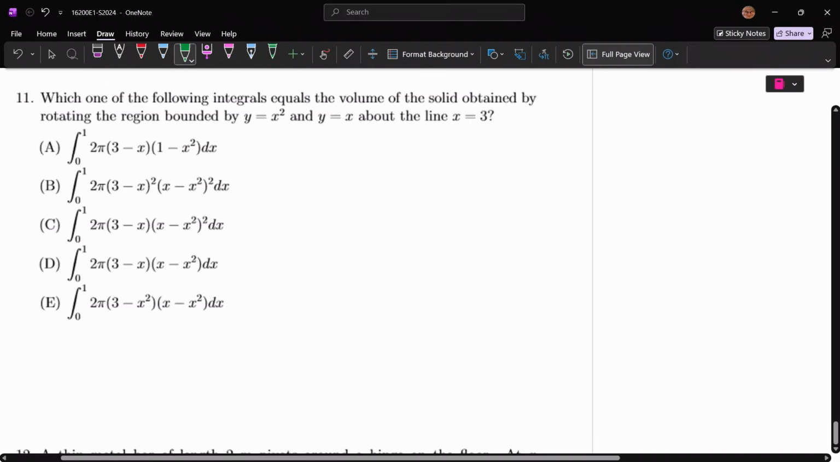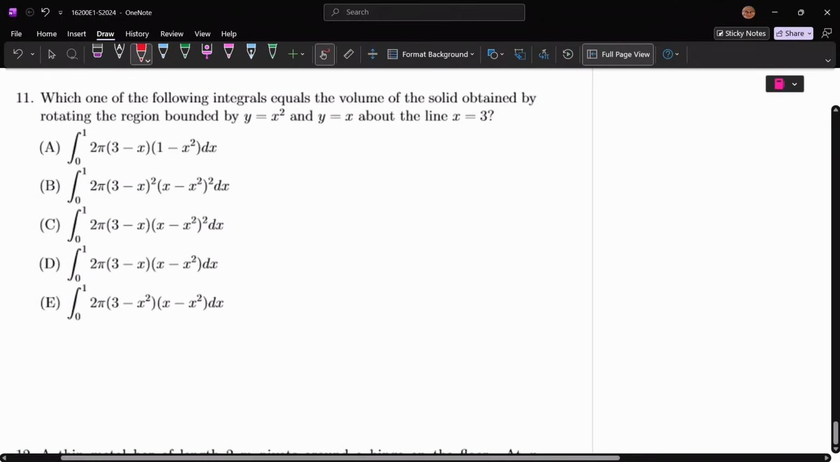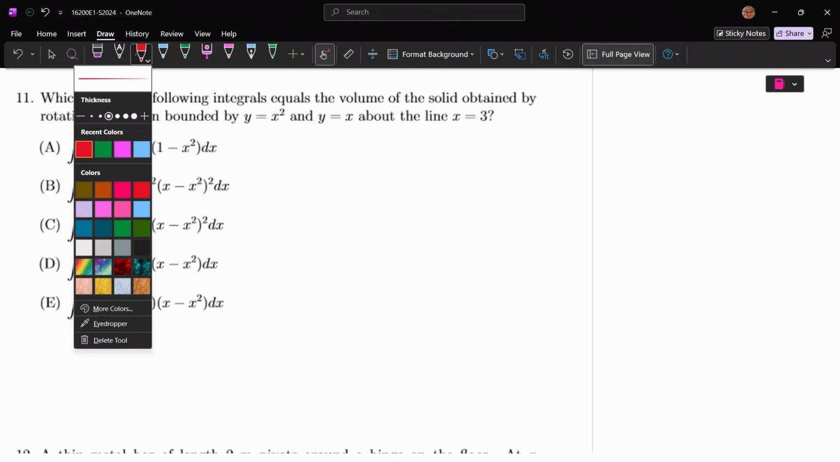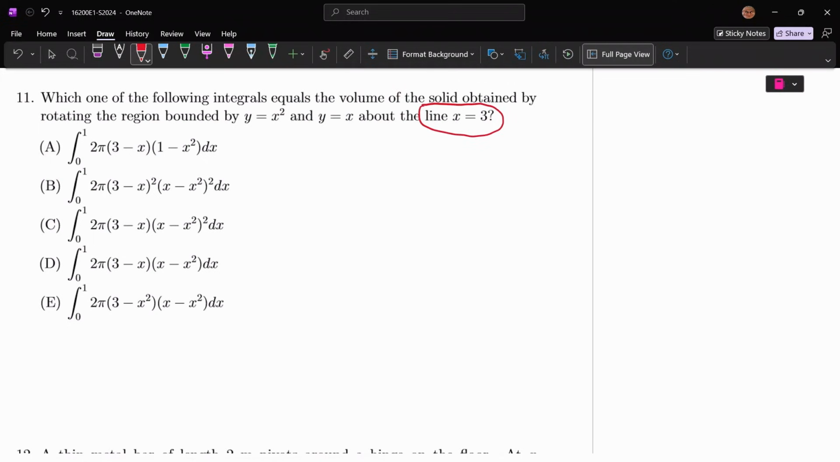Which one of the following integrals equals the volume of the solid obtained by rotating the region bounded by y equals x squared and y equals x about the line y equals 3? Before I proceed, I'm going to highlight in red this line x equals 3. This might trip some people up because we're rotating about a line that's not the x or y axis, so we're going to have to do some additional steps to account for that shift and come up with our integration formula.